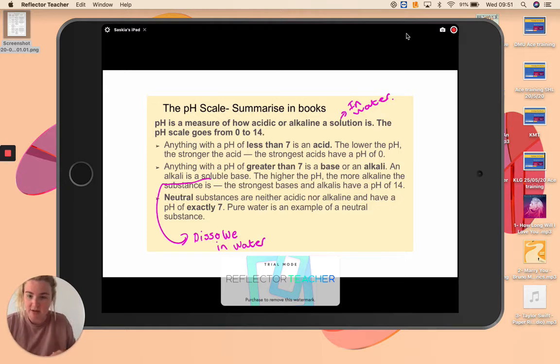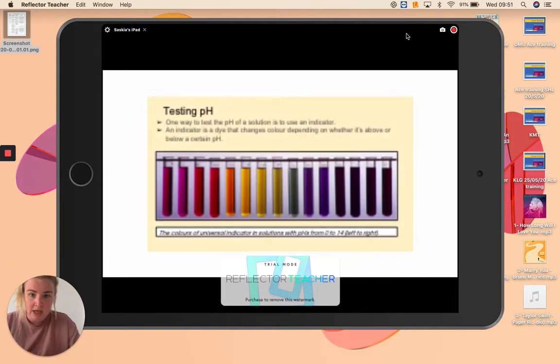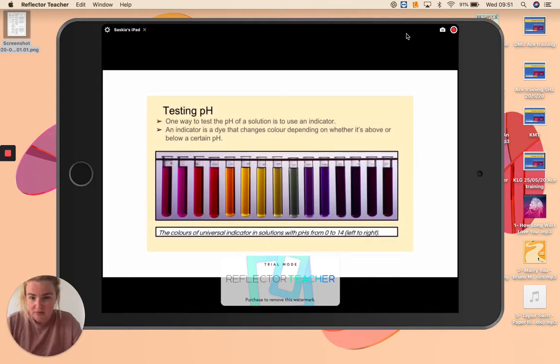If you wanted to make some notes, that's great. Obviously pause the screen and you can make notes as you go. This is just a pH scale. Obviously, if we were in school, we'd do the pH test. We just use universal indicator, and you can add it to acids and alkalis. And then depending on the colour, it goes in the colours of the rainbow.